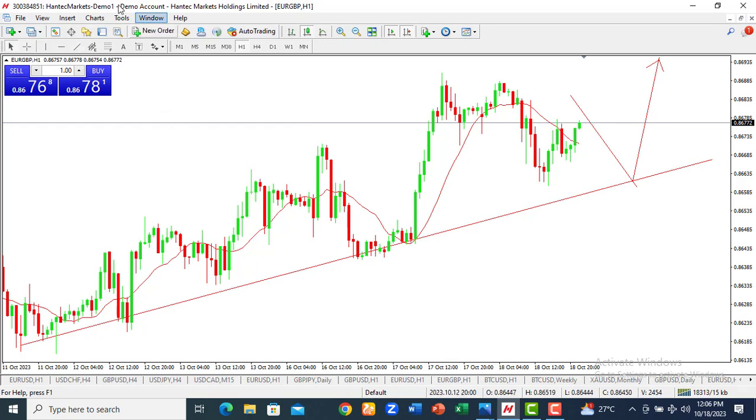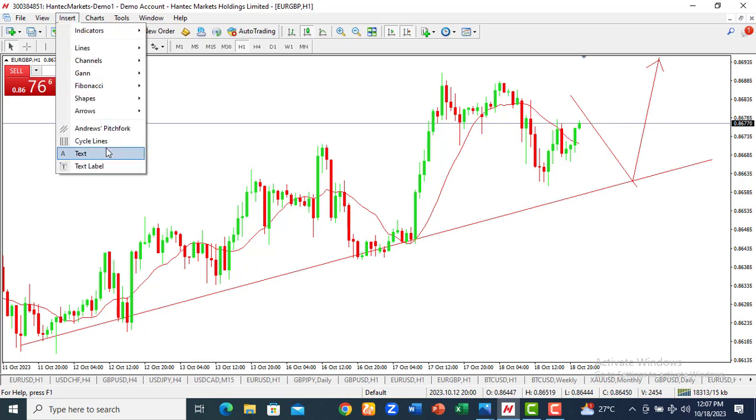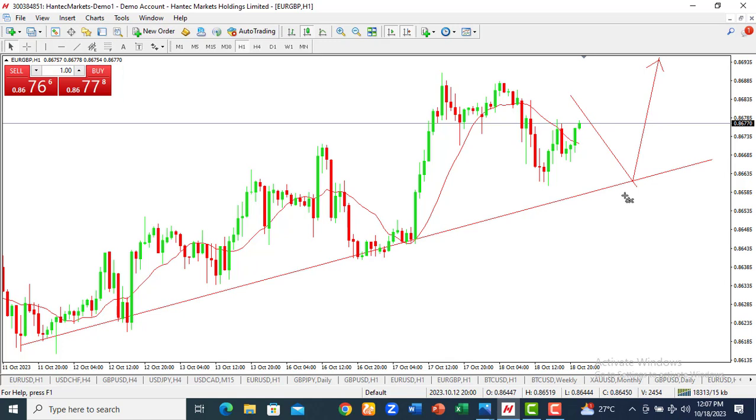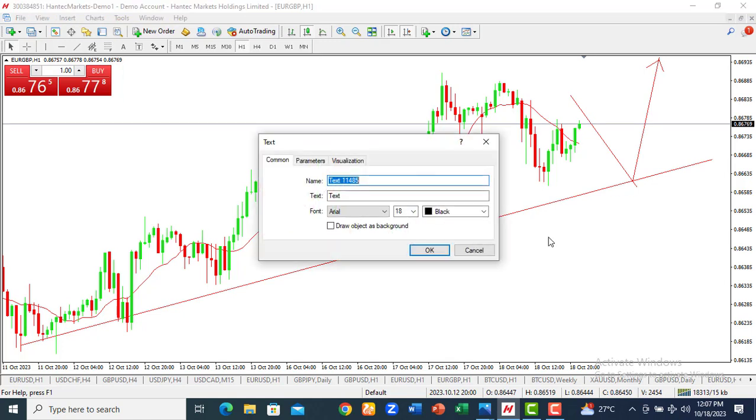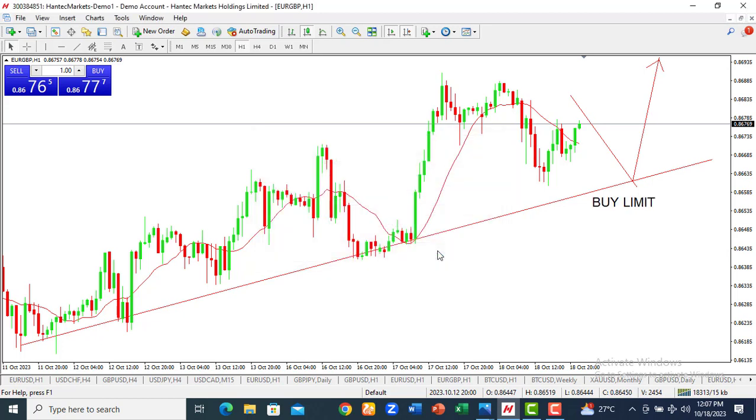So let me quickly write it: buy limit order. You go to your insert, yes, so this is a buy limit order. So I quickly erase this. Buy limit order. So it's as easy as that. You can now see how simple and sweet it is.